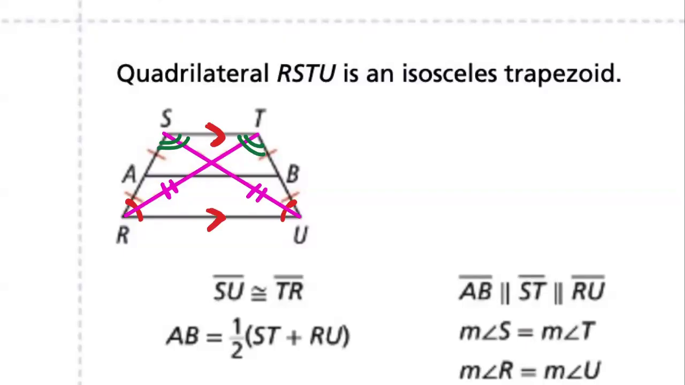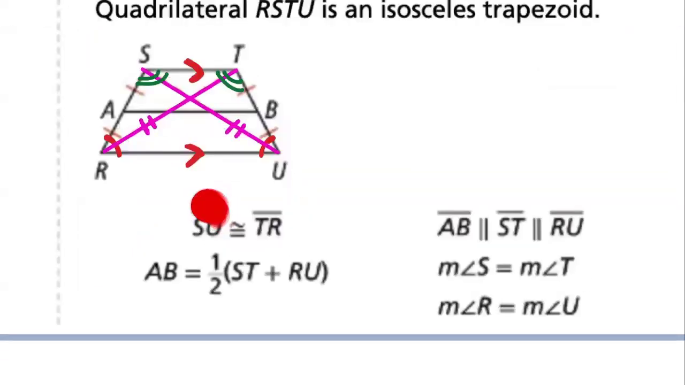So mid segment. Remember, a mid segment is when the diagram gets cut perfectly in half, and you know this gets cut perfectly in half because SA is congruent to AR and TB is congruent to BU. If that's the case, if SU is congruent to TR, then the sum of the bases, ST and RU, is equal to AB, but half of it. So it's one half of the sum of the base sides.